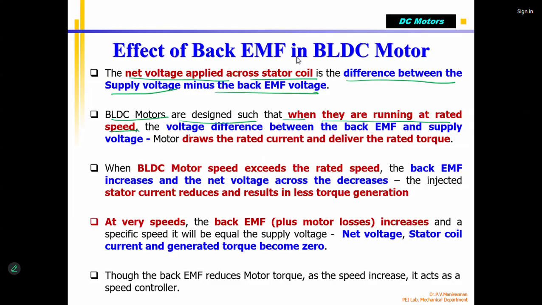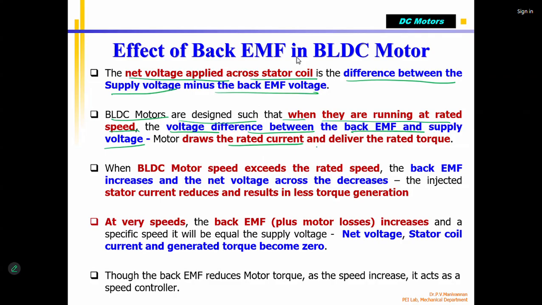At rated RPM, the voltage difference between the back EMF and the supply voltage will be such that it produces a rated current. When I take a BLDC motor, they say the rated voltage is 100 volts. Correct? That means you are going to give the DC 100 volts to the motor stator coil in the form of square waves, which in turn produce a trapezoidal current inside. Correct? So that is going to attract the rotor and the rotor back EMF.